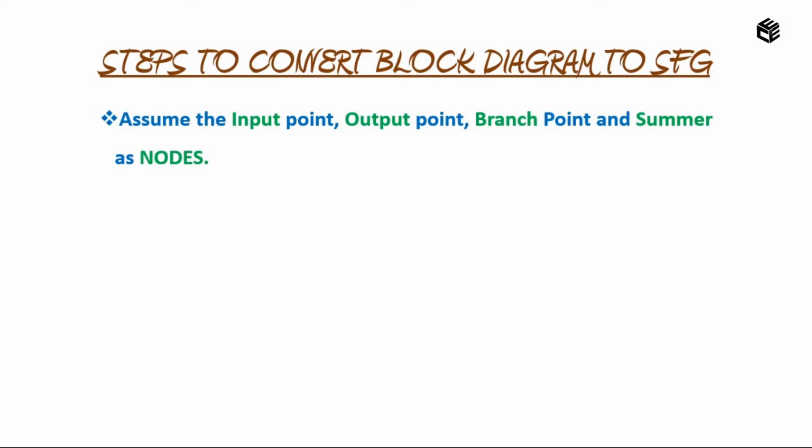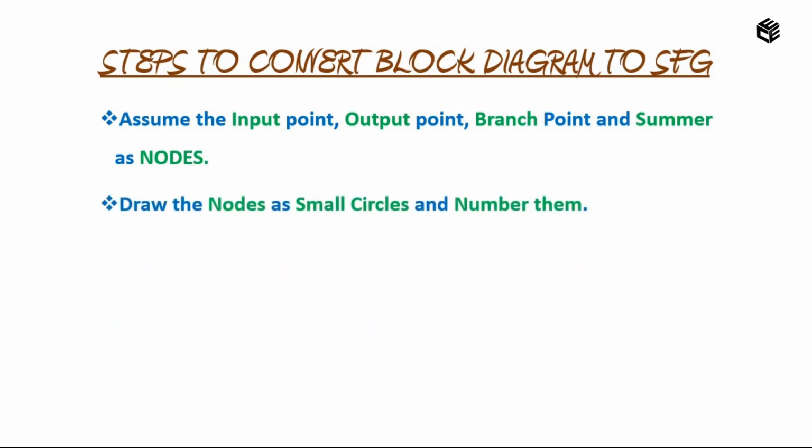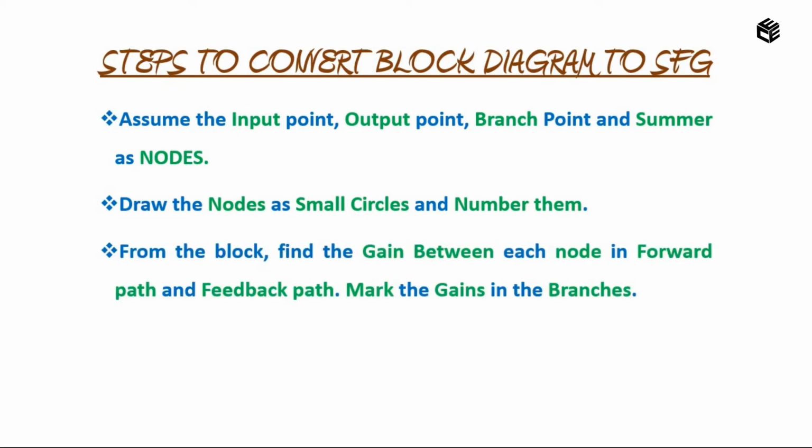The first step is we need to assume nodes, correct? In order to assume nodes, we have to consider certain parameters in the block diagram as nodes. What are all the parameters? The input point, output point, branch point and summing point are considered as nodes. Next, we will draw the nodes as small circles and number the nodes. Next, from the block we will find the gain between each node in the forward path as well as the feedback path and mark the gains in the branches.